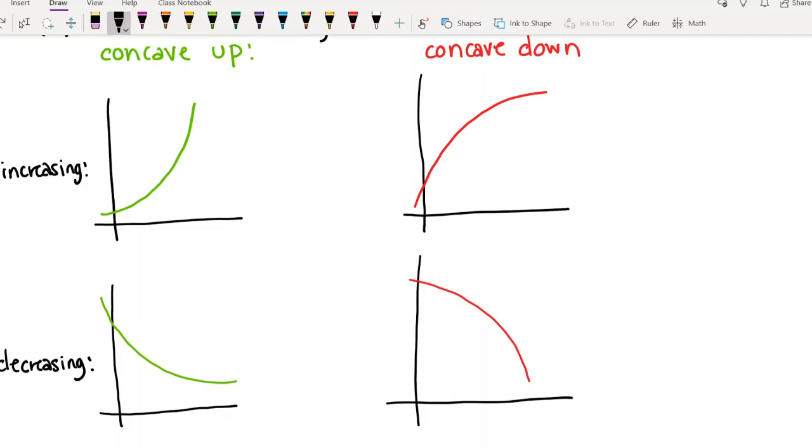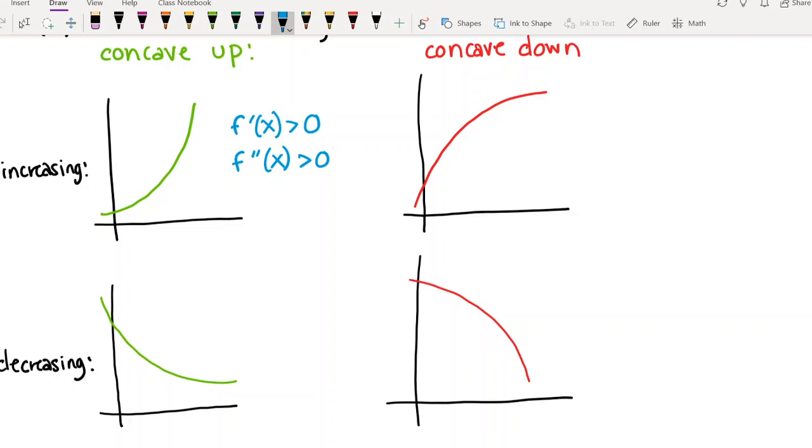So while we have these pictures here, I want to summarize what we can say about the first and second derivative for each of these. This first graph is increasing and concave up. So what does that tell us about the derivatives? Well, it would tell us that the first derivative is positive, right? Because it's increasing. And then the fact that it's concave up tells us that the second derivative is also positive.